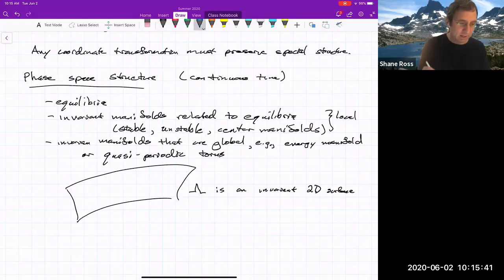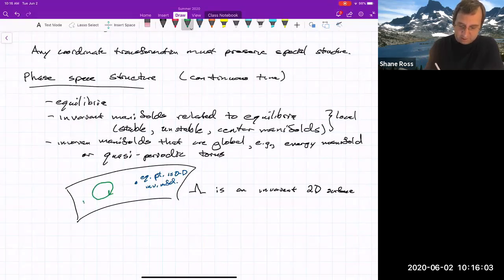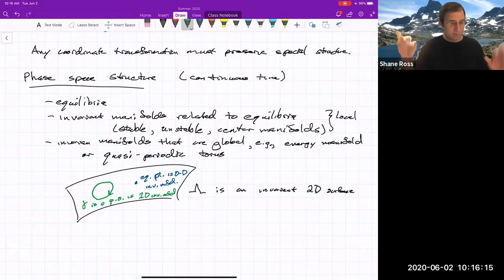Then on this, we could have equilibrium points. There's some kind of equilibrium point. An equilibrium point is a 0 dimensional invariant manifold because it's just a point. We could also have periodic orbits. So here's some periodic orbit. A periodic orbit is a 1D invariant manifold. So you could have invariant manifolds within invariant manifolds.